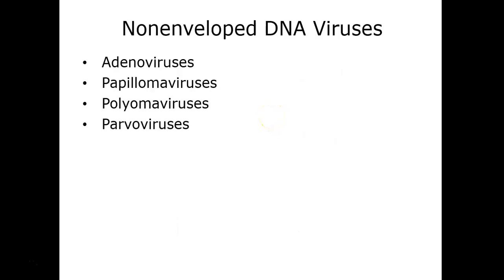So we're going to move into the other side of our flow chart from earlier and talk about now the non-enveloped DNA viruses. And these are going to include things like the adenoviruses, the papillomaviruses, the polyomaviruses, and then we'll end with the parvoviruses, which are the only group that are single-stranded in their genetic composition.